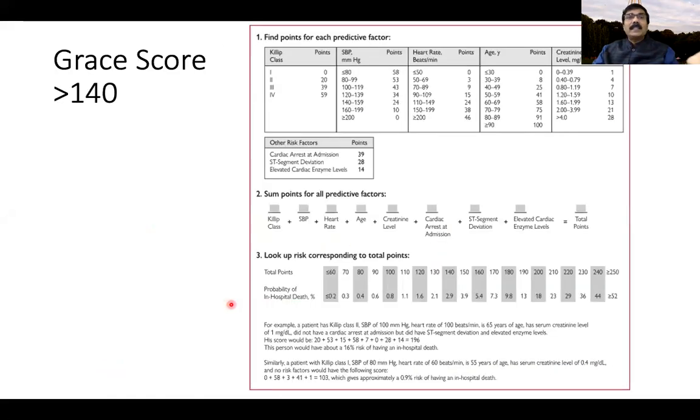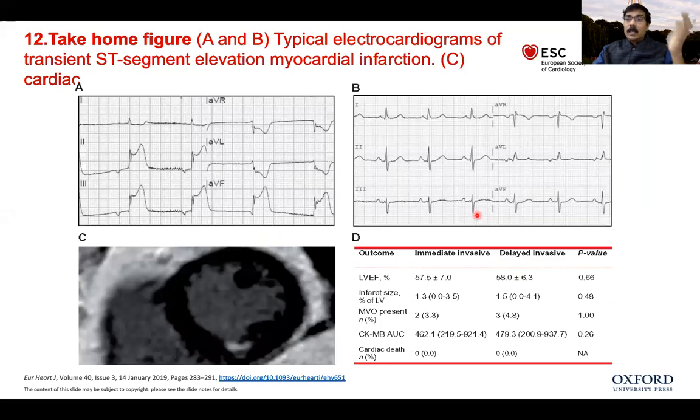And when you do a PCI, you look at the GRACE score also. If it is going to be more than 140, the GRACE score is available all over the place. It takes into consideration the Killip class, the blood pressure, heart rate, age, creatinine level, whether the patient had a cardiac arrest, ST deviation, and the cardiac enzyme levels, and comes into a scoring of 140, it means that the patient is high risk. Now, the 12th point is a little more interesting.